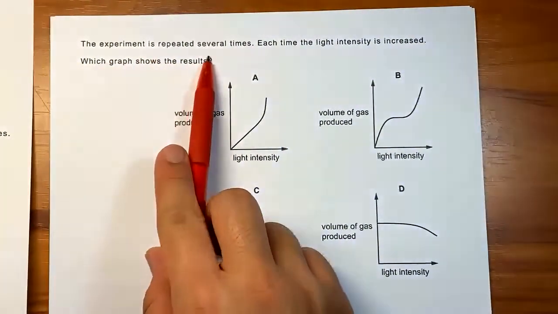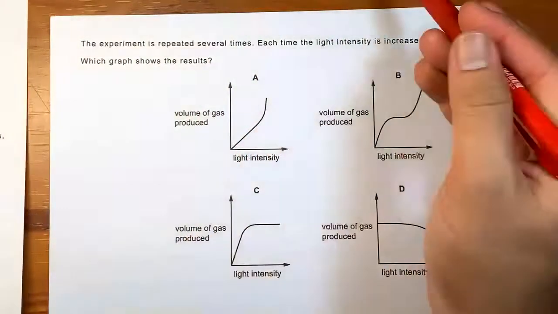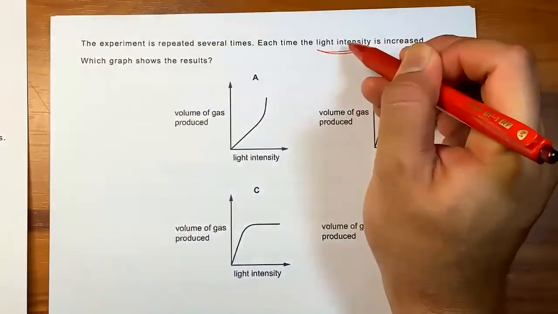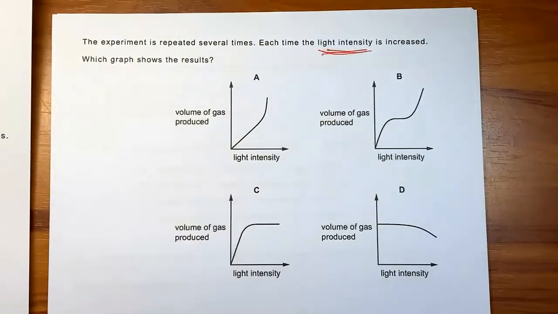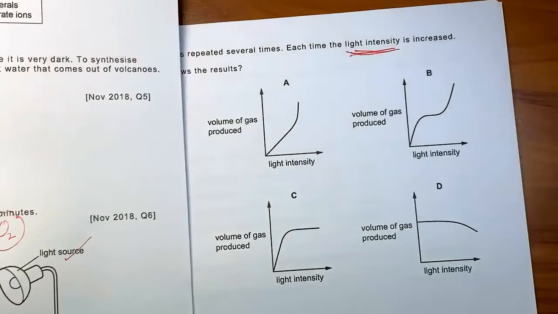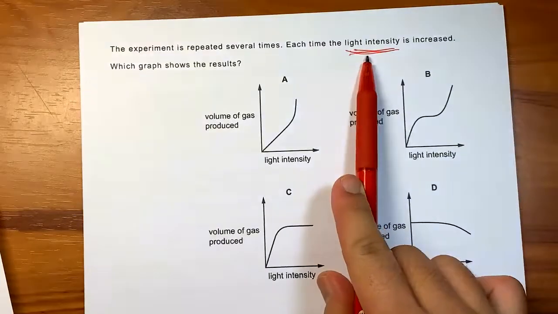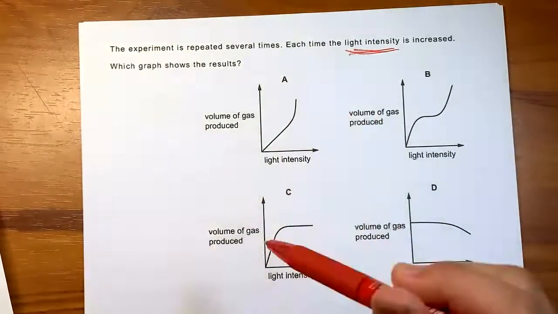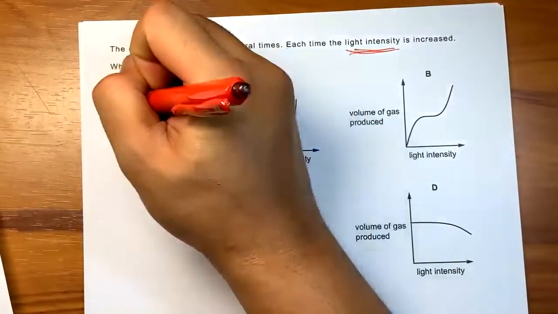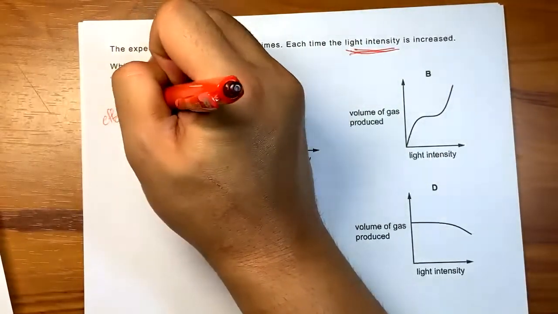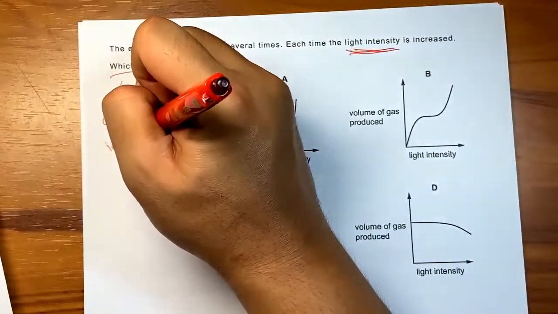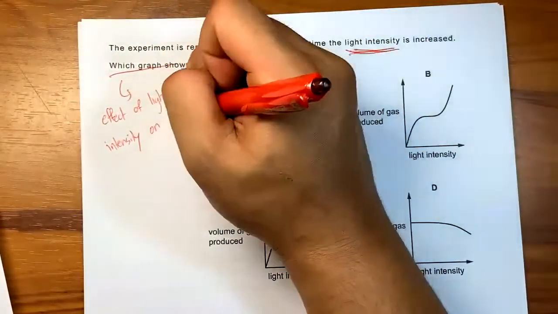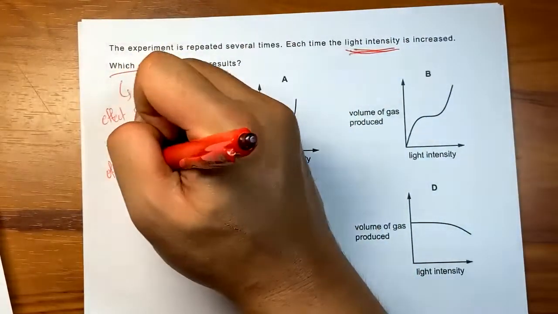Now, the experiment is repeated several times. Each time the light intensity is increased. Which graph shows the results, right? So in other words, the question is simply asking you, which graph shows the effect of light intensity on rate of photosynthesis.